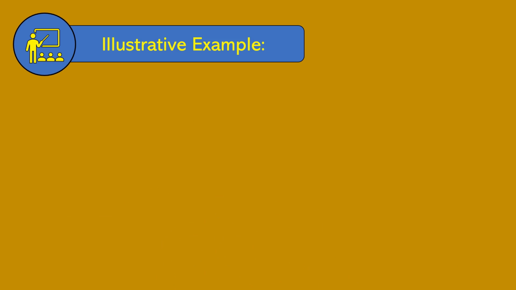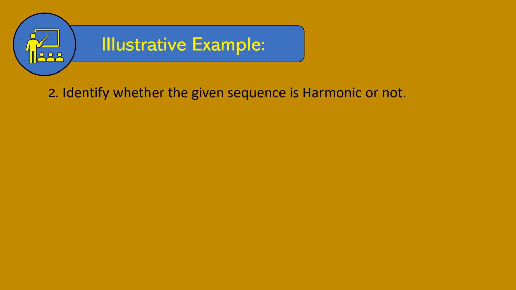Another example here, let's have example number 2. Identify whether the given sequence is harmonic or not. Let's try the sequence 1, 1/2, 1/4, 1/8, and so on and so forth. Again, let's have it step by step.